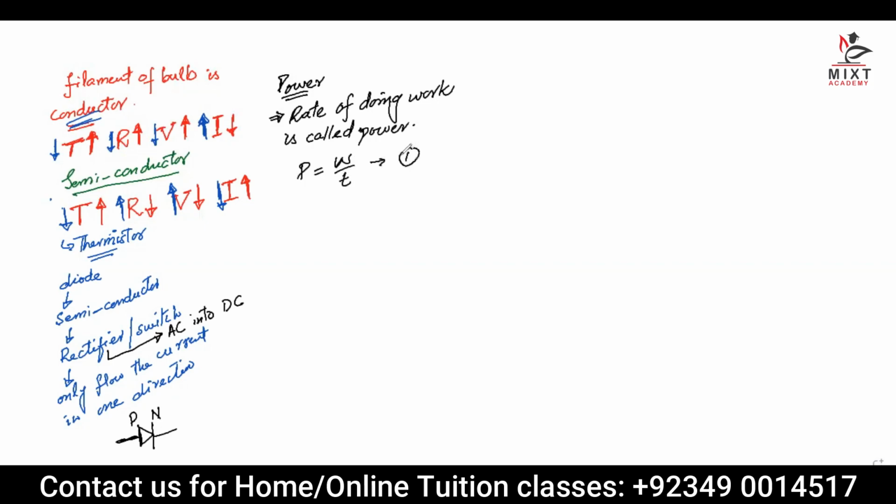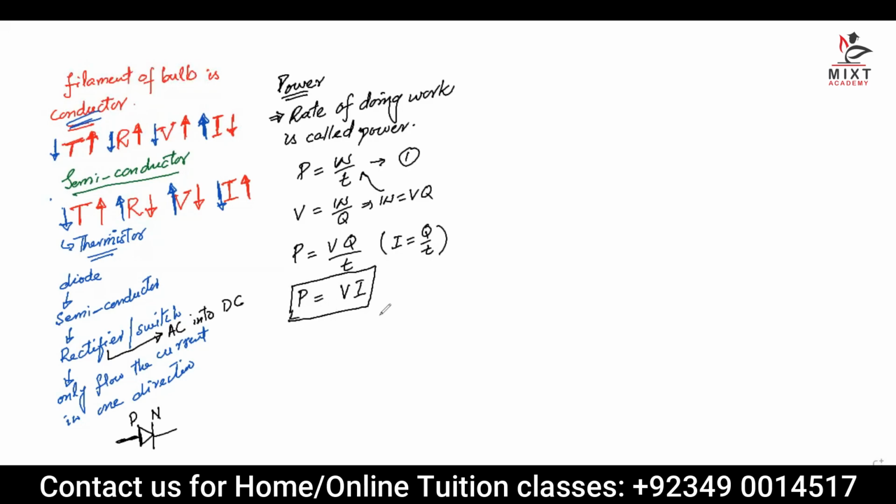This is the first equation. But we know that V is equal to W by Q, or W is equal to V into Q. So put it here, we get power is equal to VQ by T. And we know that I is equal to Q over T. So the power will be equal to VI, as you told me, the product of voltage and current.